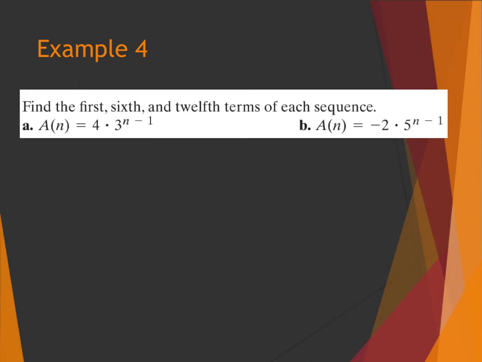So if I want to find the first term, I'm literally finding A of 1. So that means I'm going to plug a 1 in for every n. So that means I have 4 times 3 to the 1 minus 1, which is really 4 times 3 to the power of 0. 3 to the power of 0 is always 1, so that tells me that my first term then is, sorry, 4, because I have 4 times 1 is 4.